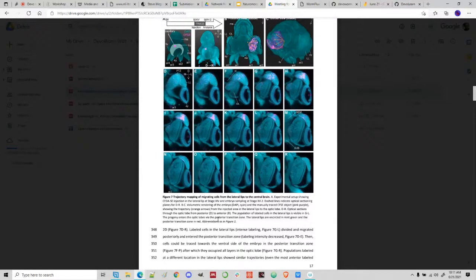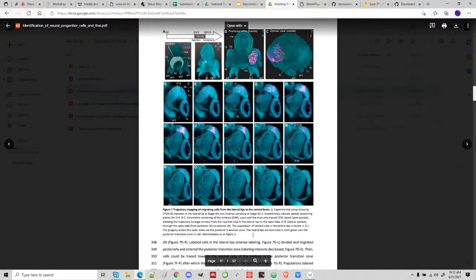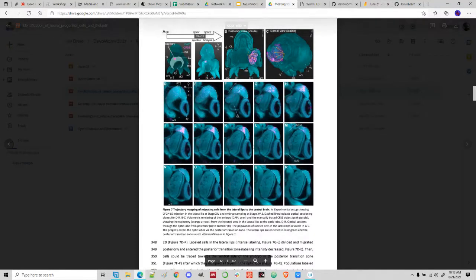that exist in nature. So this is actually trajectory mapping where they're looking at migrating cells. This is where they inject this tracer into the brain, into these different cells, and they're able to watch how they migrate. So you can see that there's this migration pattern for this cell, and they migrate a fairly long distance. And this is the population of labeled cells on the lateral lips as visible G through L. So this is where they talk about the lateral lips, and this is kind of where that is in the brain. And you can see migration of cells within that structure.